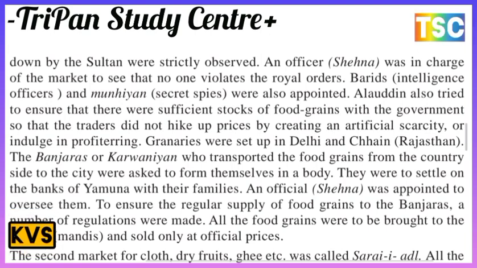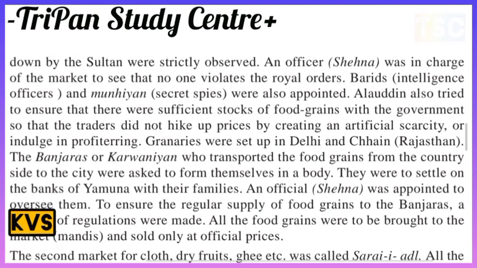Alauddin also tried to ensure that there was a sufficient stock of food grain with the government so that traders did not hike up the prices by creating artificial scarcities. Granaries were set up in Delhi. The Banjaras and the Karavanias, who transported the food grain from the countryside to the city, were asked to form themselves into a body, and they were settled on the bank of the Yamuna with their families. An official, Shahna, was appointed to supervise them.